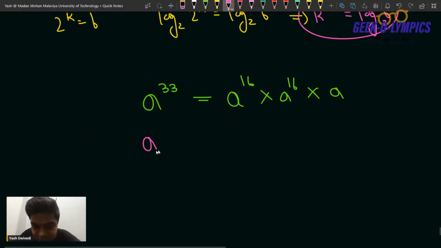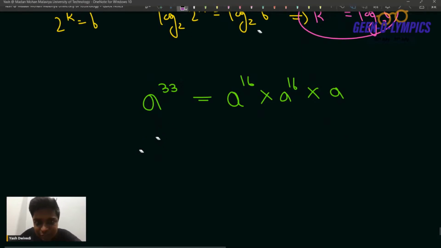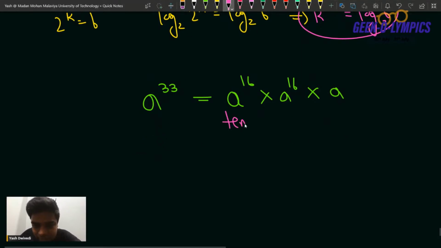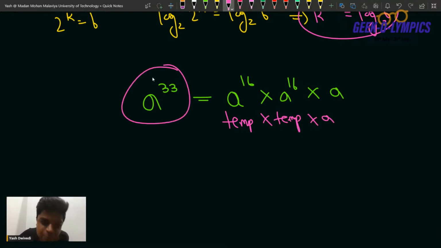If I have to calculate a to the power b, this will be a to the power b by 2 into a to the power b by 2 into a, because I have to multiply another extra a. So once you calculate, if you store this in a temp, then what you have to do is temp into temp, and then you also have to multiply by a if the power is odd. Is that clear to everyone?